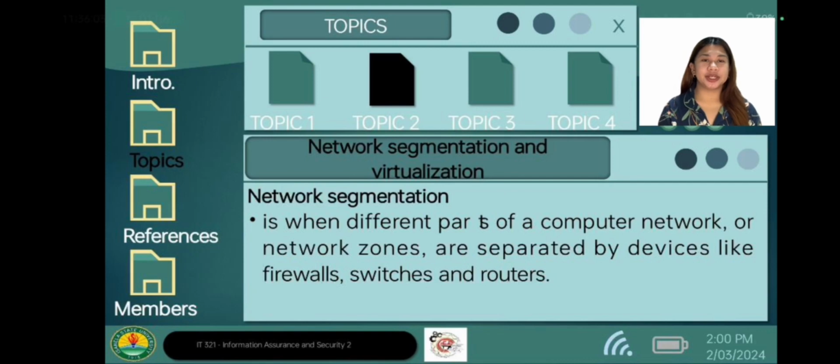Network segmentation is when different parts of a computer network or network zones are separated by devices like firewalls, switches, and routers. Network segmentation is a discipline and a framework that can be applied in the data center and on premises at an organization's facilities.